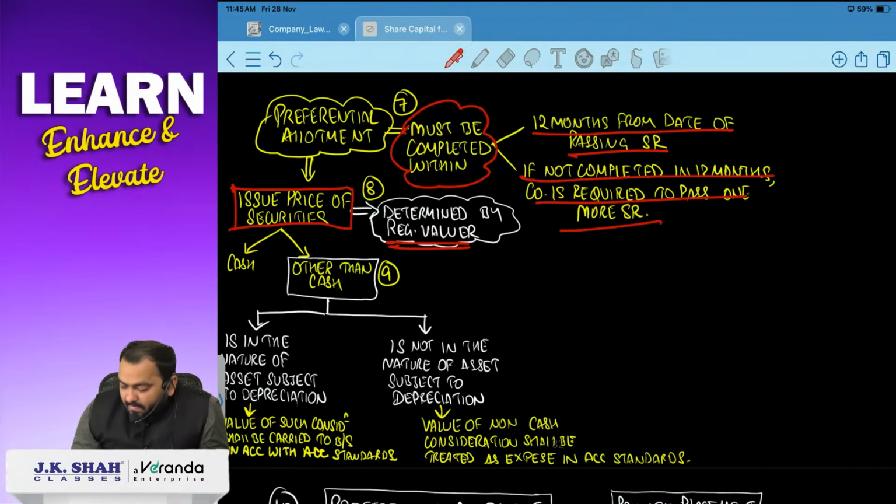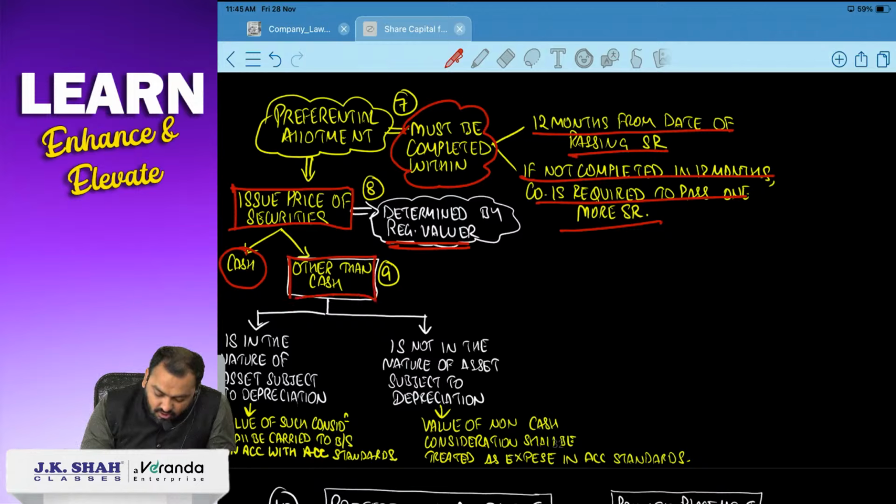Okay, now see, if we are going for preferential allotment, suppose if we are getting cash in return, that's okay. But if we get consideration other than cash, then the question arises. Firstly, whatever consideration you get by doing preferential allotment, you need to see that the value of that something in return is in line with the securities which are allotted. Means the company should get sufficient, adequate consideration.